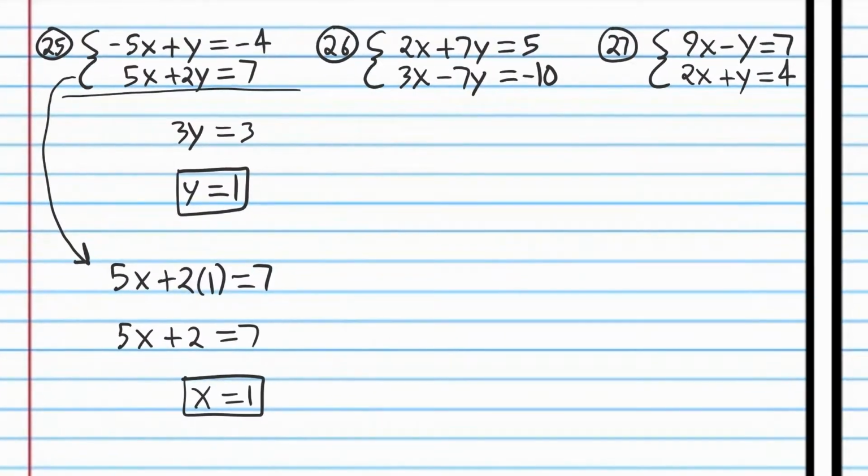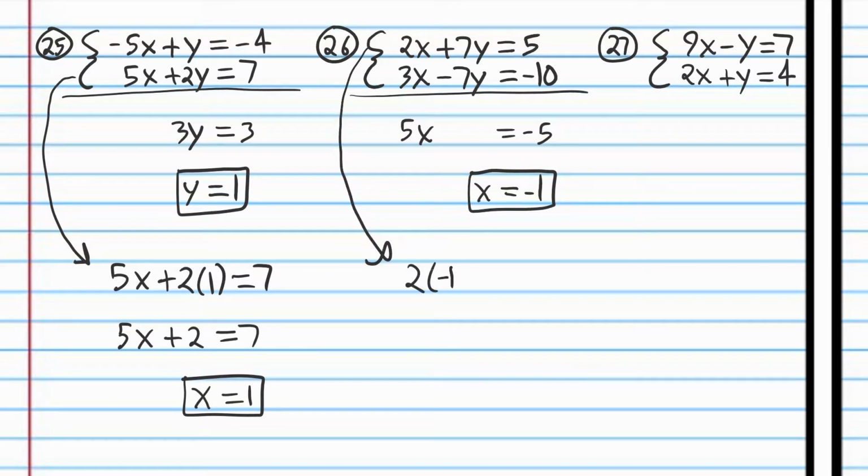All right, try number 26, and when you come back, we'll do it together. All right, we're back. We're going to write our line to mean that we're adding, and we get 5x is equal to negative 5x, and we got 1 again, except negative 1. So we got negative 1. Good job. Now we're going to plug it into one of these equations. I'm going to try the top equation this time.